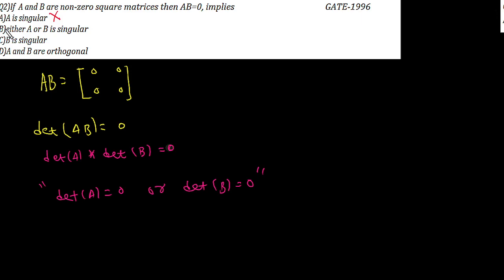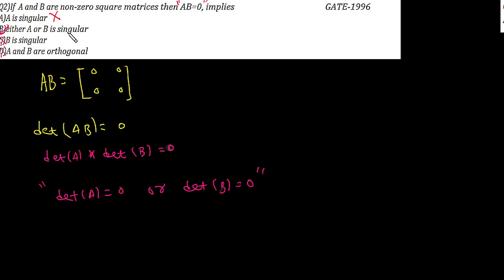So now let's look at option B. Option B says either A or B is singular. So we can say yes, it is the necessary condition to give the null matrix in the output after the multiplication. So option B is the correct condition that we can say from the statement that the multiplication of AB will be a null matrix. In the same way, we cannot conclude that B is a singular matrix. So C is also wrong and D is also wrong, because they are talking about orthogonal and we have not used any concept of orthogonal here. So the statement B is the correct one.